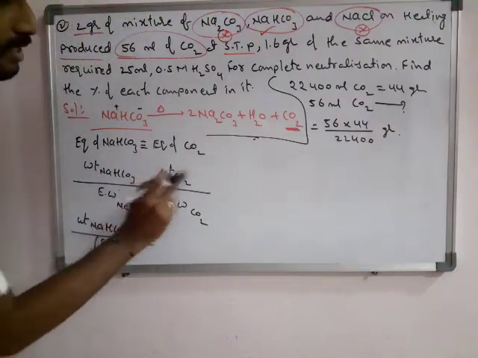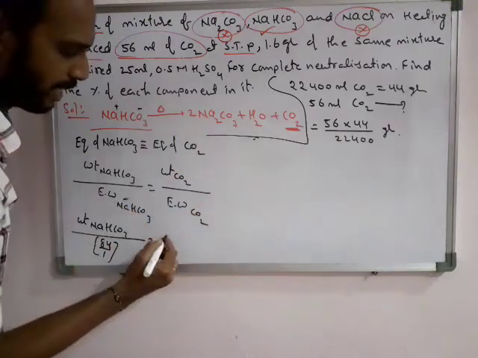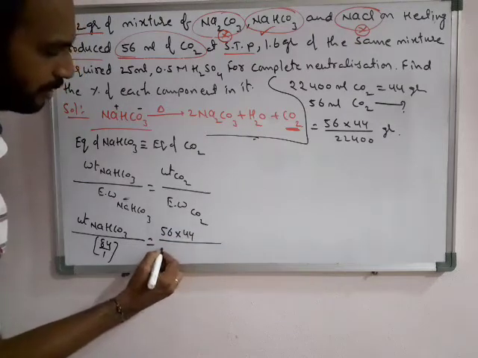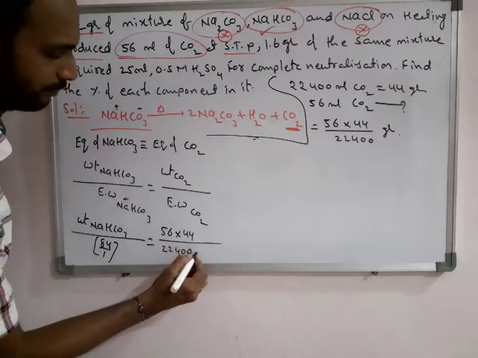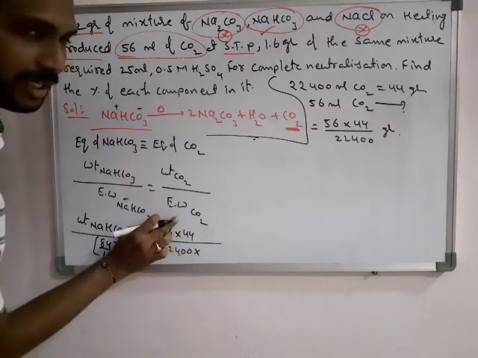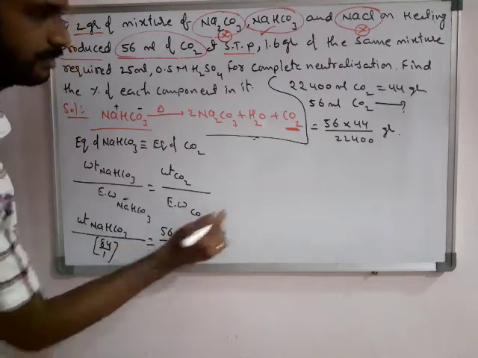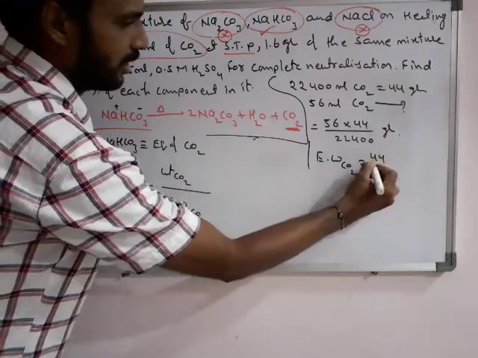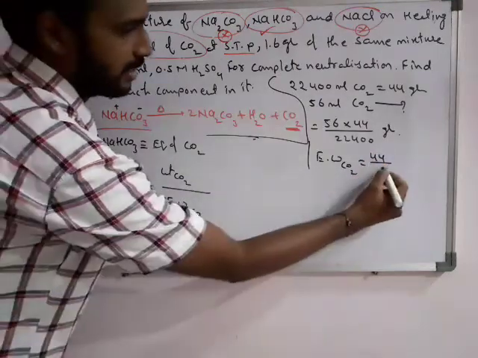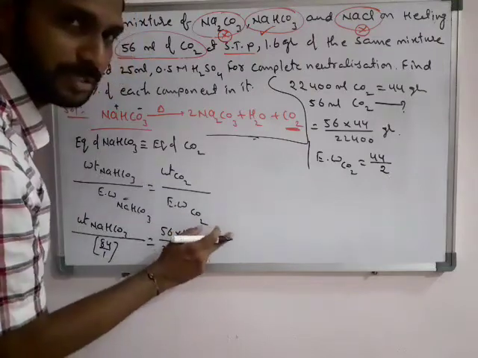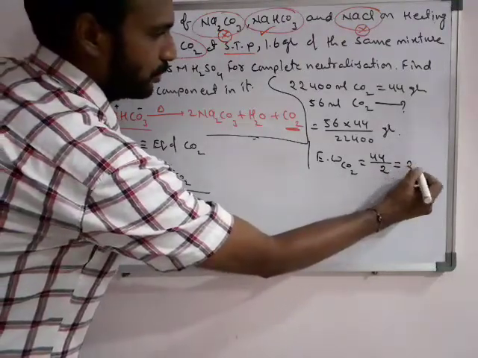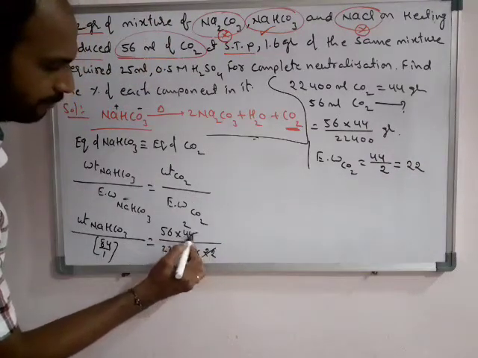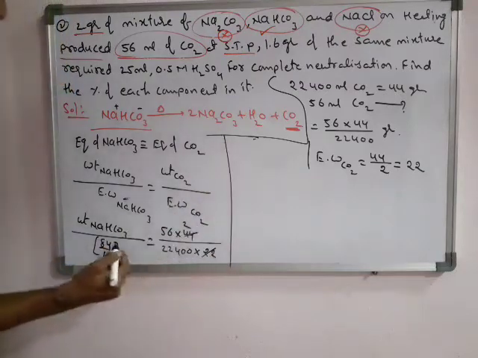Means in the place of weight, we are not doing the calculation here, we are just substituting directly: 56 by 22,400. This is the weight, divided by the equivalent weight of CO2, which we are calculating separately. Equivalent weight of CO2 means its molecular weight by its valency. What is the valency? 2, because 2 hydroxyl groups can form, its valency is taken as 2, so that the equivalent weight is 22.